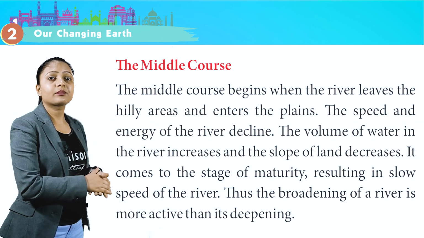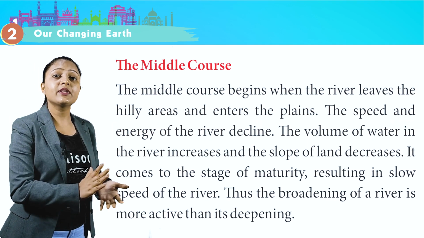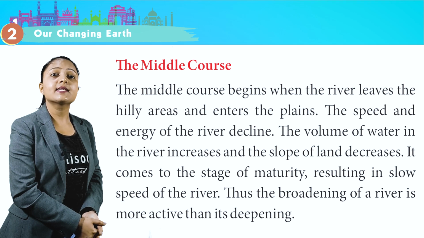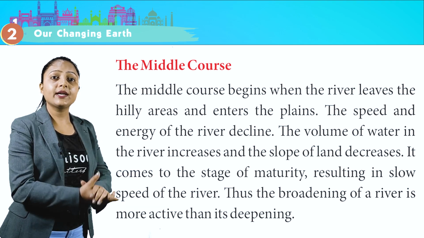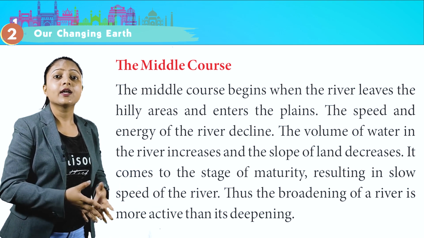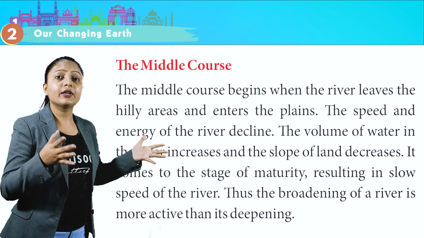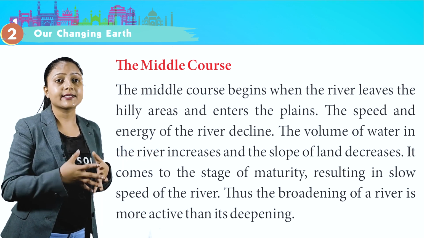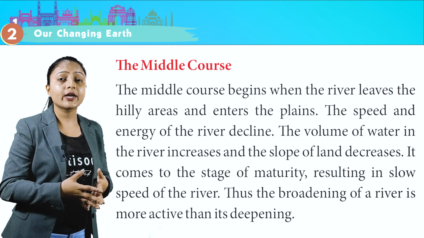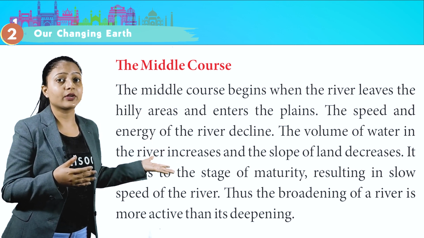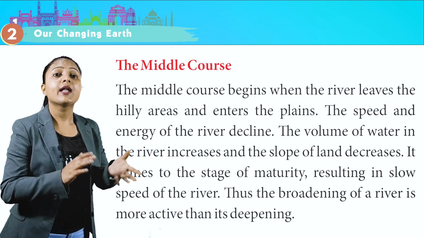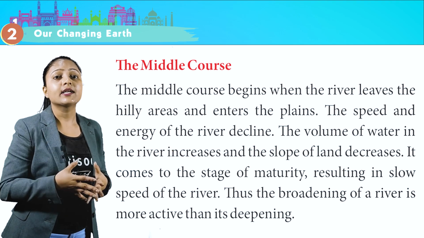The middle course. The middle course begins when the river leaves the hilly areas and enters the plains. The speed and energy of the river decline. The volume of water in the river increases and the slope of land decreases. It comes to the stage of maturity, resulting in slower speed of the river. Thus, the broadening of a river is more active than its deepening.